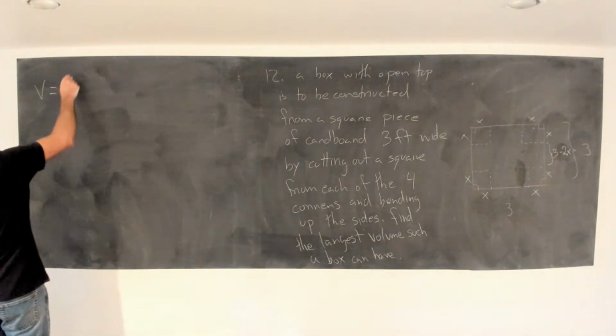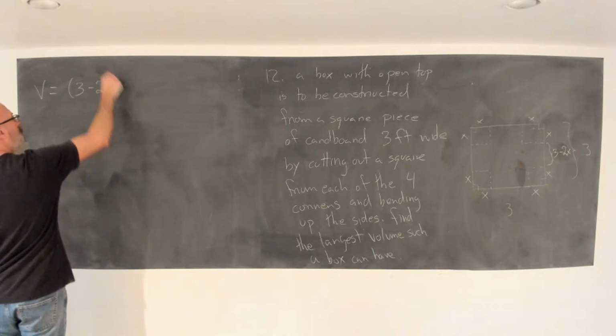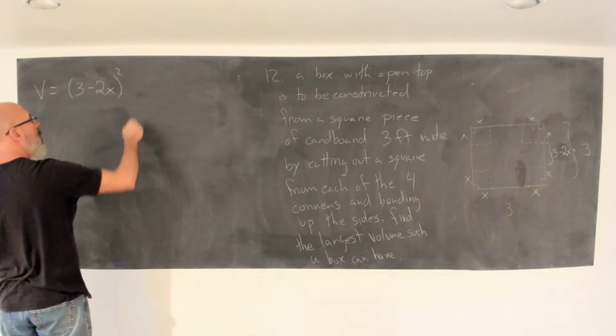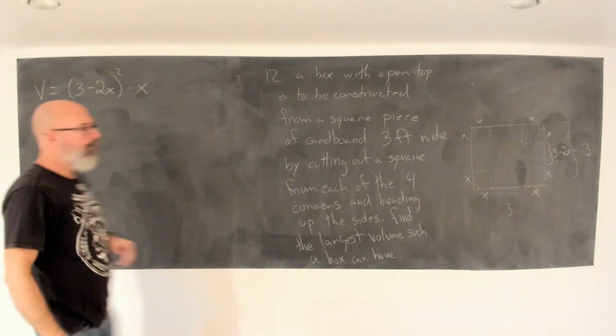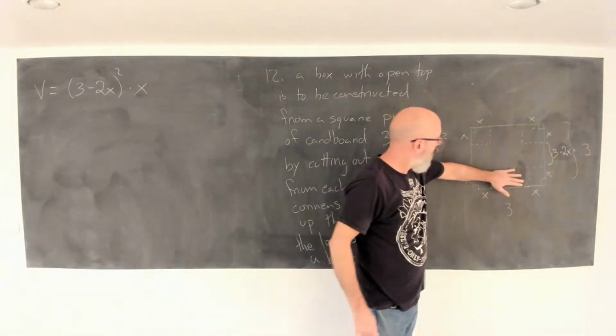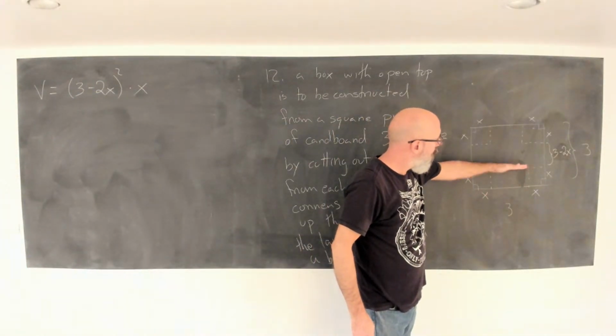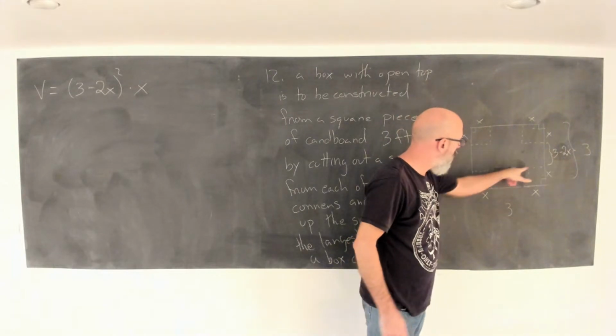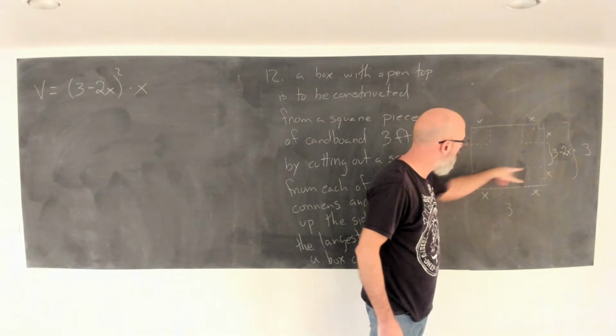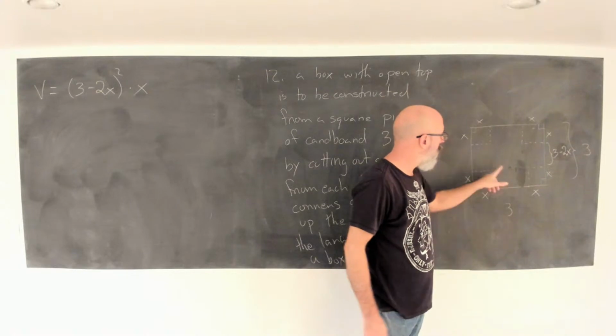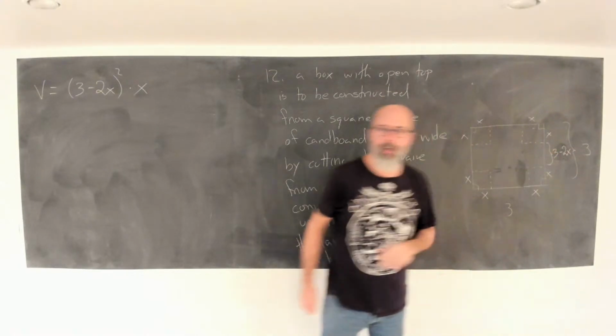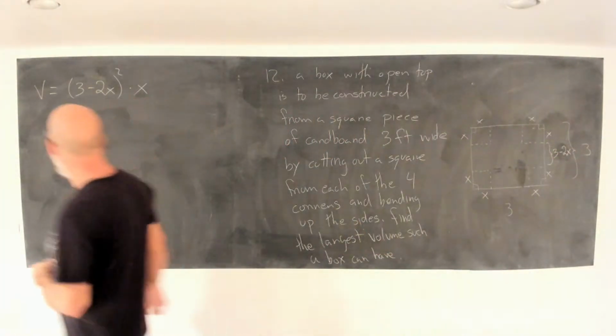The volume of your box is 3 minus 2x, that's one side, times the other, times the height. The height is going to be x. That side is 3 minus 2x, and the other side is 3 minus 2x. So 3 minus 2x, 3 minus 2x, times x. Exactly that.